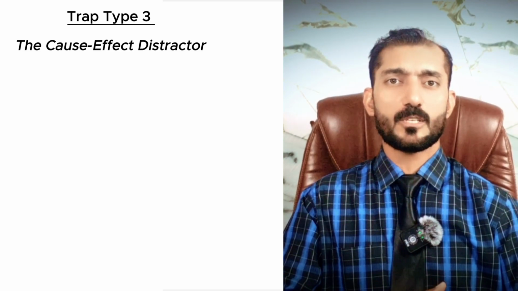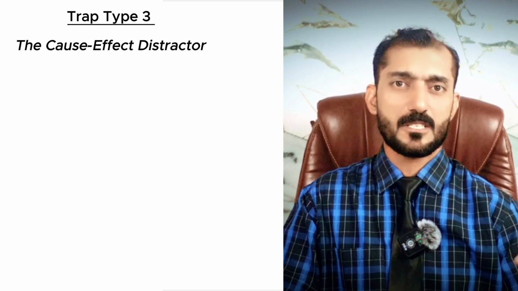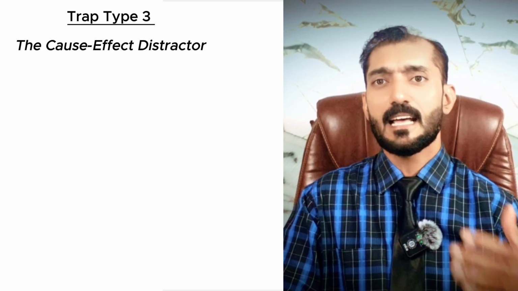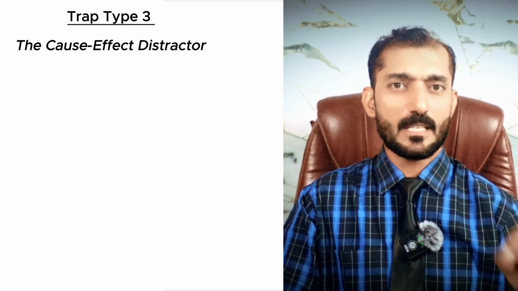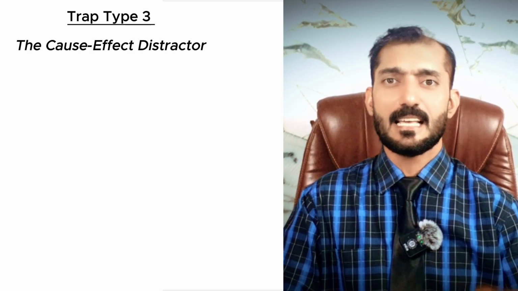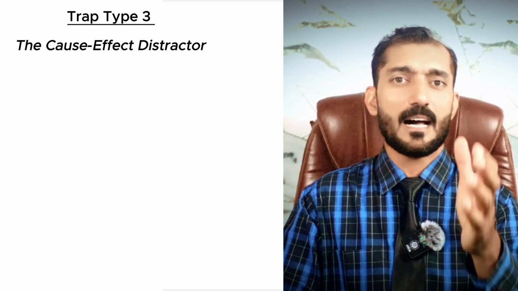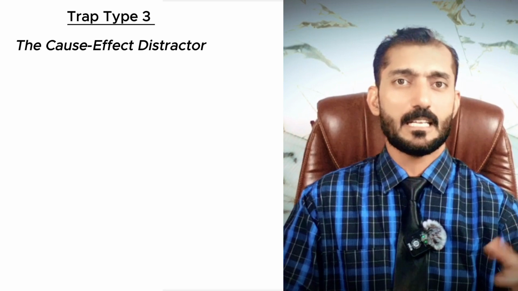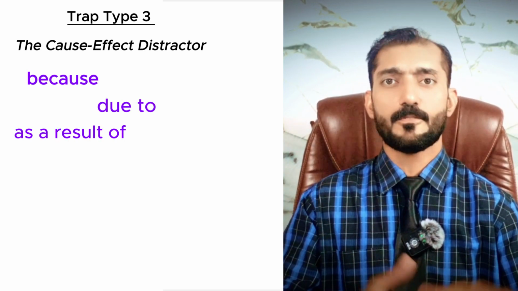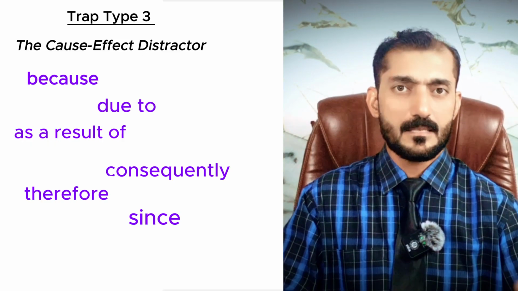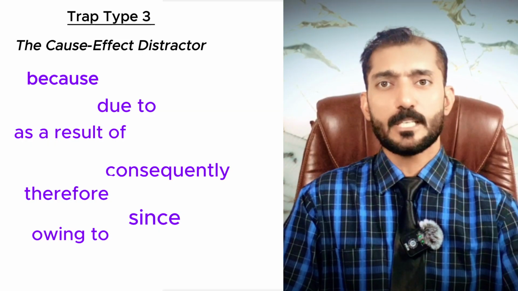This one has two cause-effect chains in a single sentence. The question asks about the second event, but students grab the first reason they hear and move on. The examiner knows you are hunting for a reason, so they give you a reason early in the sentence, let you feel satisfied, and then they quietly introduce a second cause for a second event using words like because, due to, as a result of, consequently, therefore, since, and owing to. You must track which cause belongs to which effect.